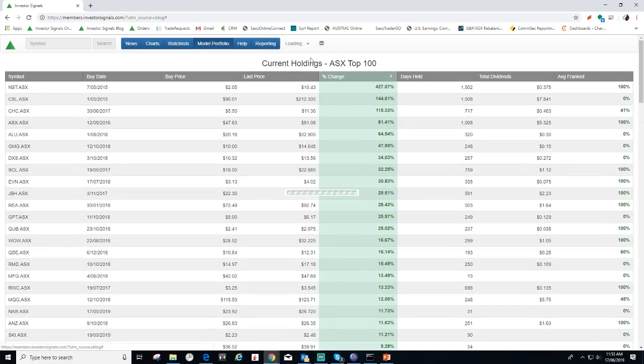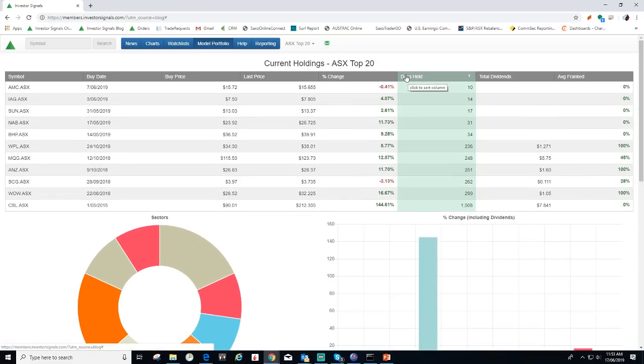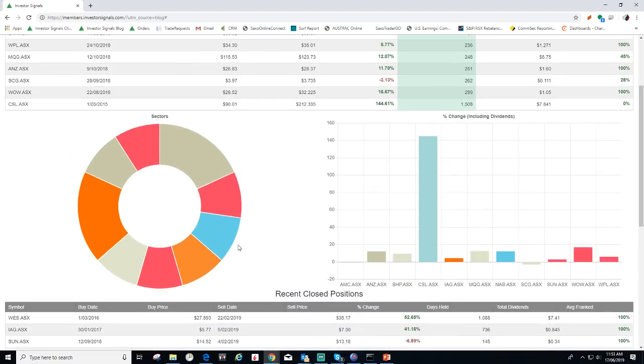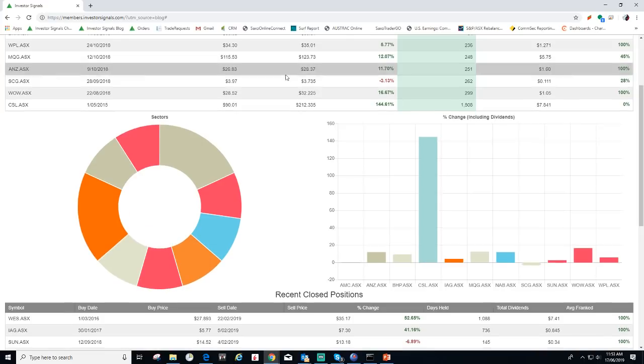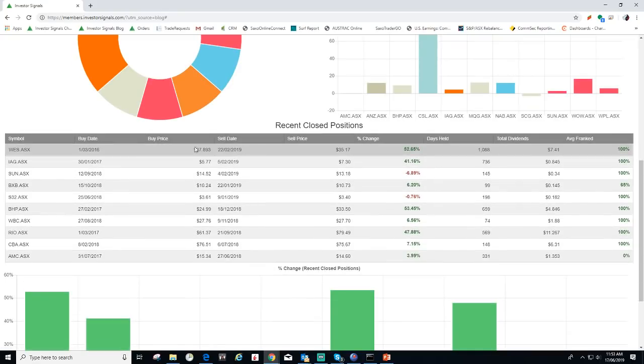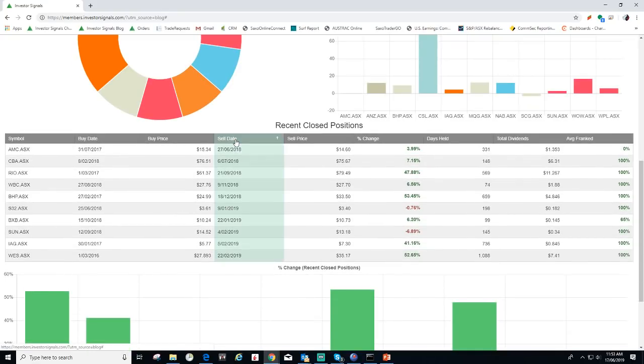Even just to jump into the ASX Top 20 model and have a look what's happened here. So Amcor was added. It's the only stock that's negative, CSL. So as you go through here, this will give you a list of the sector allocations based on the model portfolio. So you can see at the moment we're probably most overweight insurance and banks within the Top 20 model.